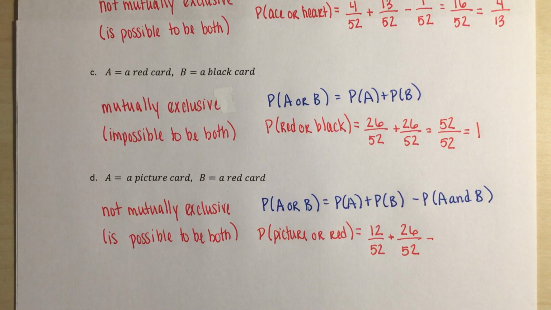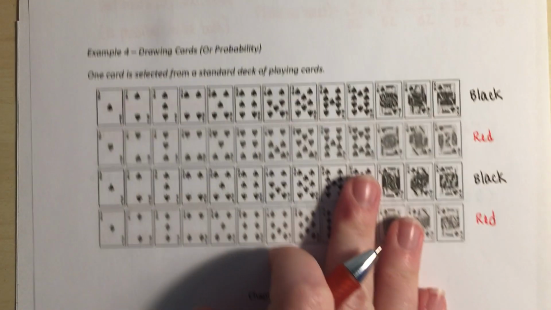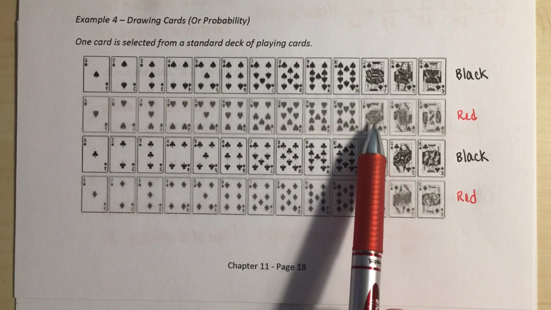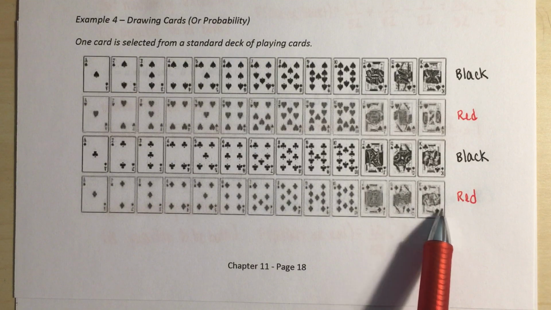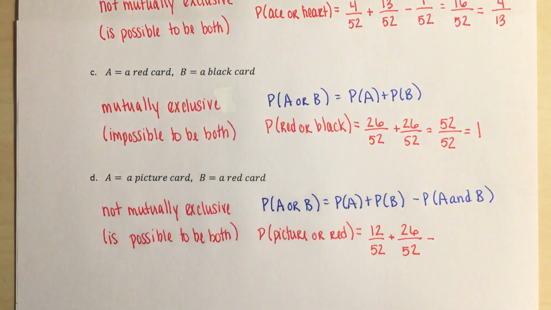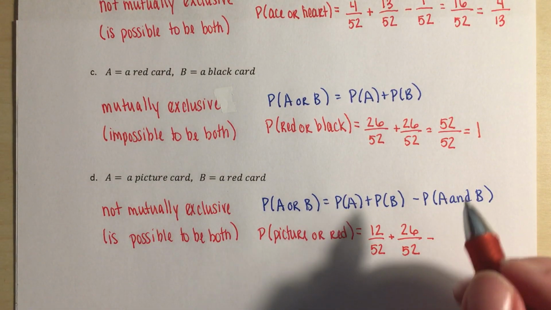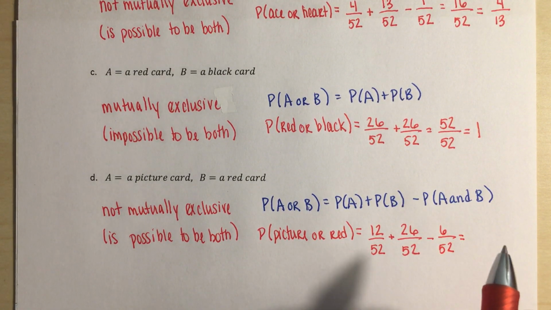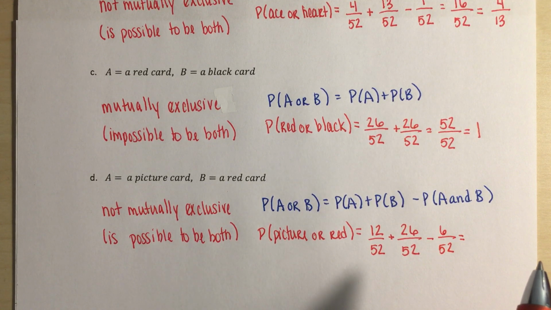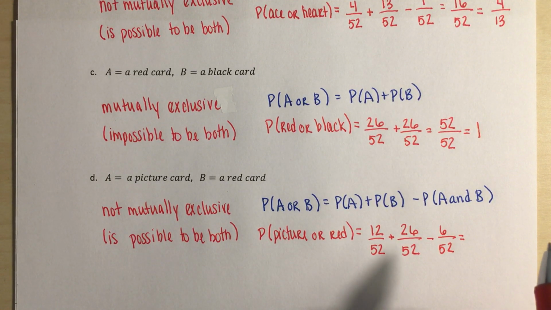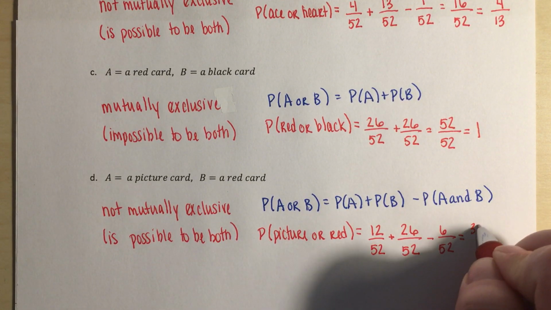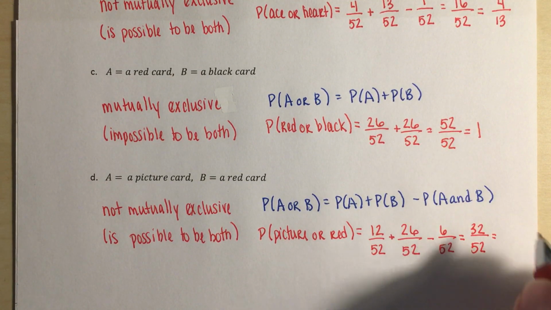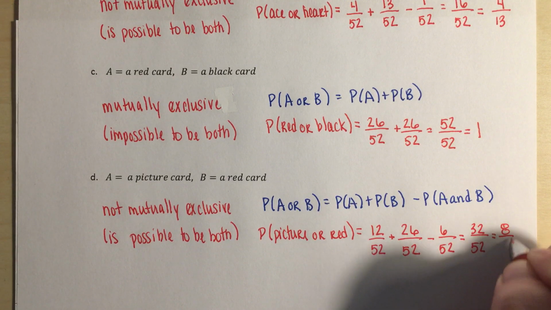Right, now we're going to minus our probability of both. So if we look at this, we have for red face cards or red picture cards, 1, 2, 3, 4, 5, 6. So we're going to subtract 6 here. All right. If we do 12 plus 26, we get 38, minus 6 gives us 32. There's 32 over 52. Again, if we reduce this by dividing by 4, we get a total of 8 out of 13.